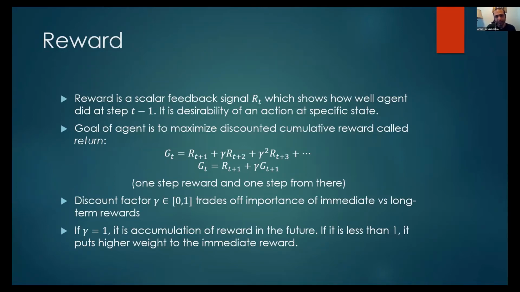And return is the discounted sum of future rewards, as we can mathematically show it in this way. And this gamma value is called discount. This discount value trades off the importance of immediate versus long-term rewards. If the gamma value is 1, all the future values have the same weight, and if it's less than 1, it puts a higher weight on the immediate reward compared to the later rewards.